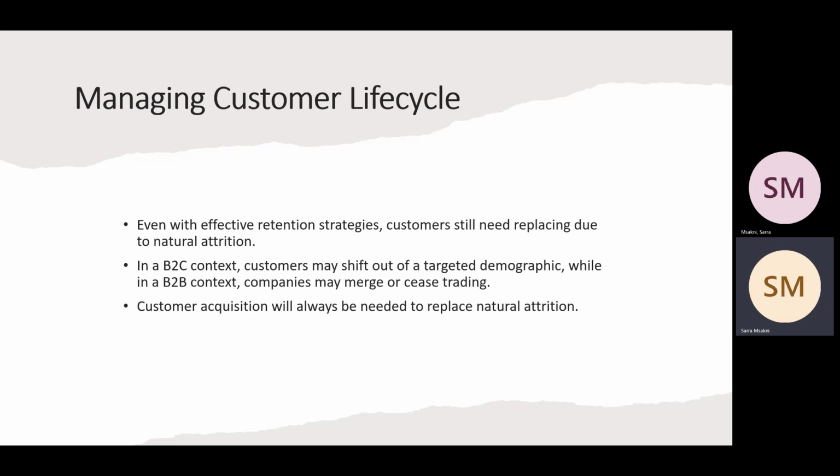In a B2B context also, we may lose corporate customers due to mergers or acquisitions by another company with alternative supplier preferences. So they may have stopped producing the goods and services for which the company provided input. They may have also ceased trading. So customers lost to these uncontrollable causes indicate that customer acquisition will always be needed.